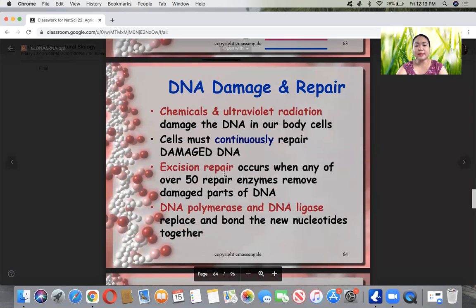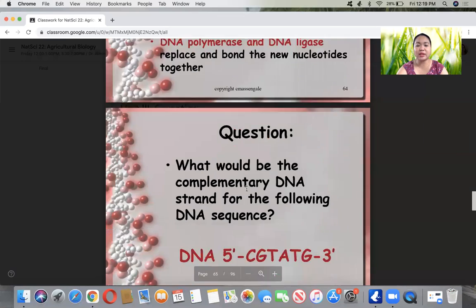All chemicals and ultraviolet radiation damage the DNA in our body cells. Therefore, cells must continuously repair this damaged DNA. Excision repair occurs when any of the 58 repair enzymes remove damaged parts of the DNA, with DNA polymerase and DNA ligase replacing and bonding the new nucleotides together.